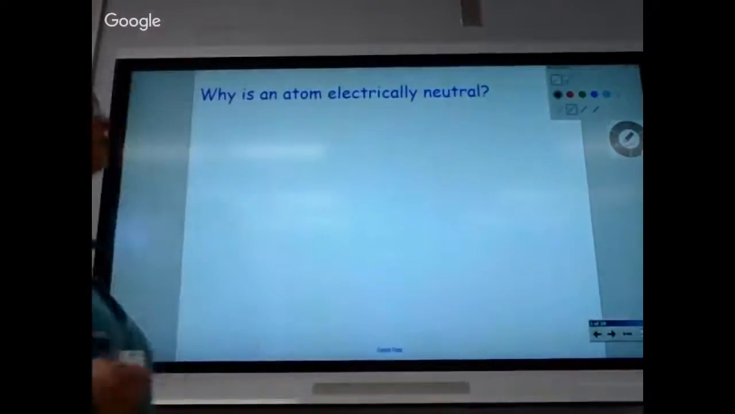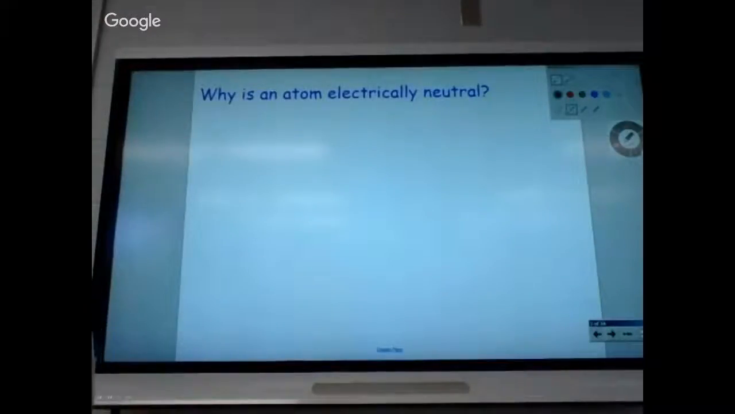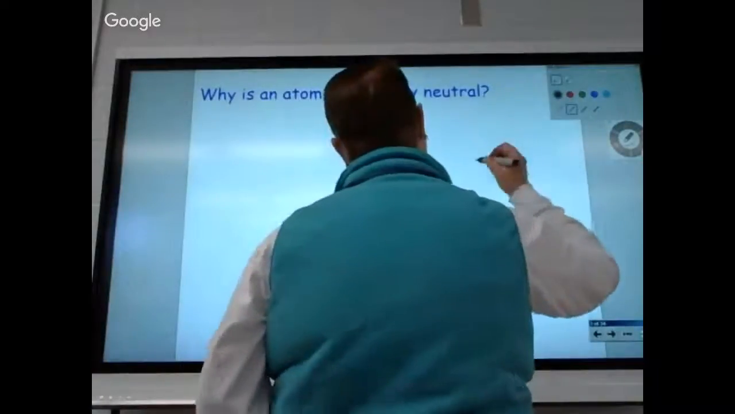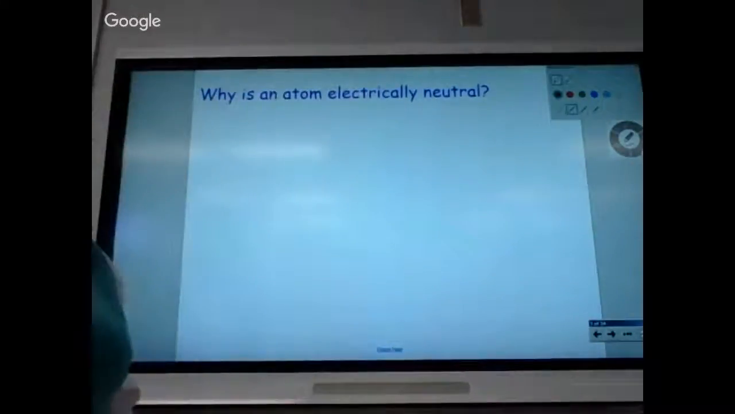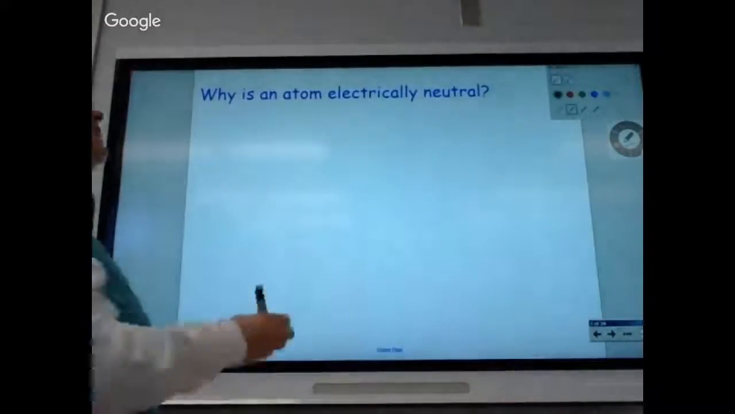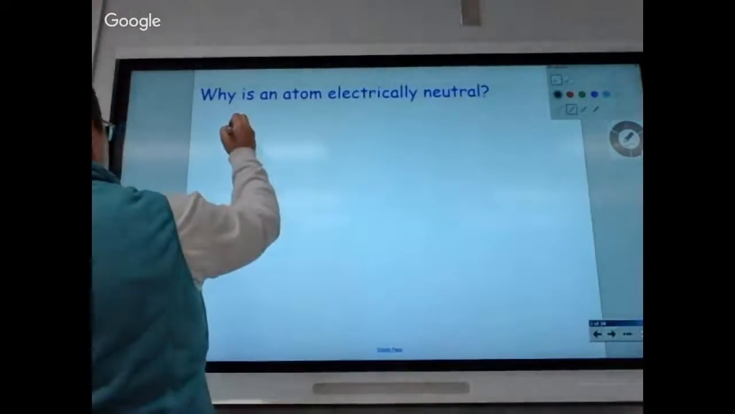Now, from there, why is an atom electrically neutral? Does anybody remember from middle school? Or what about the positive and negatives? Why do they cancel out? Because they equal 0. What about them makes them equal 0? We're looking for the amounts. One's negative, one's positive. So if you add them, they have the same number. Okay, you have the same number of positives and negatives.